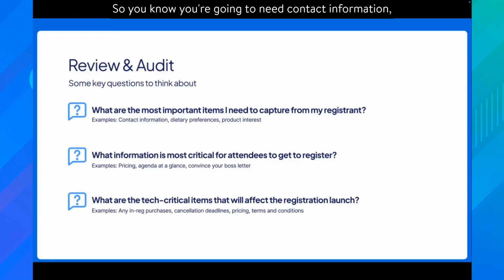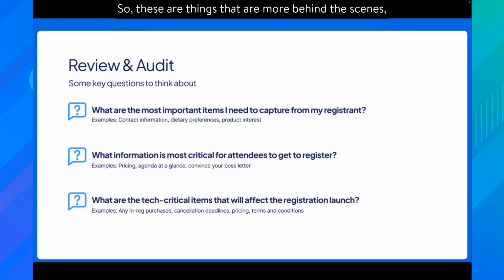So this is the bare minimum of things that you would need to make your reg process as smooth as possible. You're going to need contact information, dietary preferences if you're doing an in-person event. Maybe you want to capture their product interests. Then you need to make sure that you're including what information is most critical for your attendees to register. I don't think anyone would register for an event without a price or without an agenda at a glance. So you want to make sure you have those. We always like to include a convince your boss letter too, because that's just very helpful for people to advocate for their needs.